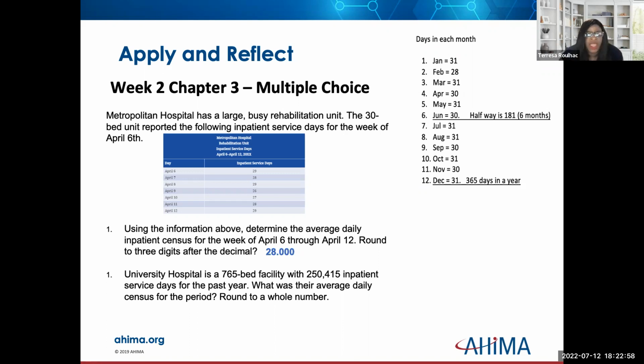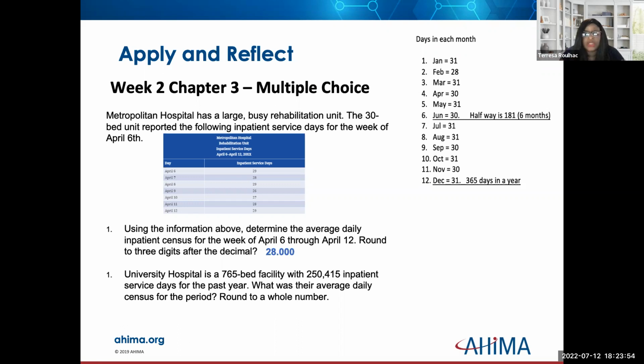Now, for the second question, University Hospital is a 765-bed facility with 250,415 inpatient service days for the past year. What was their average daily census for the period? And we are rounding to the whole number. So paying really close attention to, is it decimals, 2 after, 3, 4, or is it a whole number? When you're doing this, you'll notice that if you don't put in exactly what the instructions say, it will mark you incorrect. A lot of this is like, okay, maybe this particular facility needs to see rounding to 3 digits after the decimal, versus another facility that's like, we're cool, just round to the whole number.